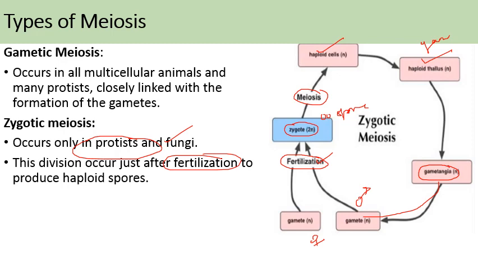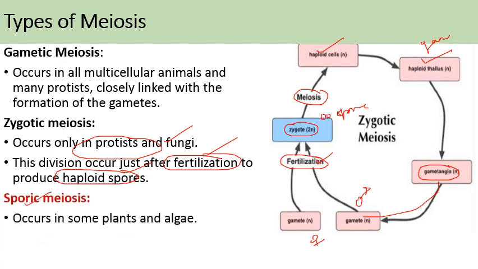जैसे ही fertilization होता है उसके बाद ये meiosis होता है to produce haploid spores. This results in the formation of haploid spores. Next comes sporic meiosis. It occurs in some plants and algae. ये भी कुछ plants और कुछ algae में होता है present.